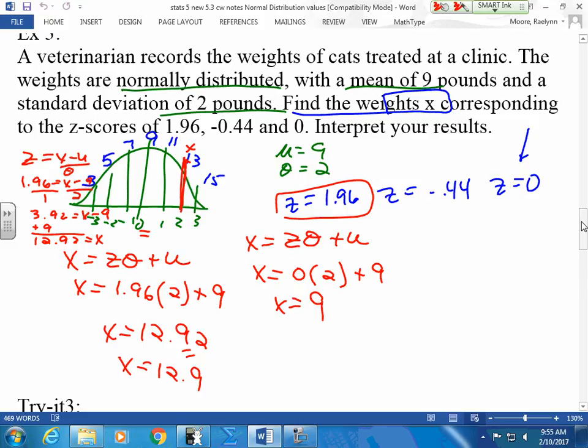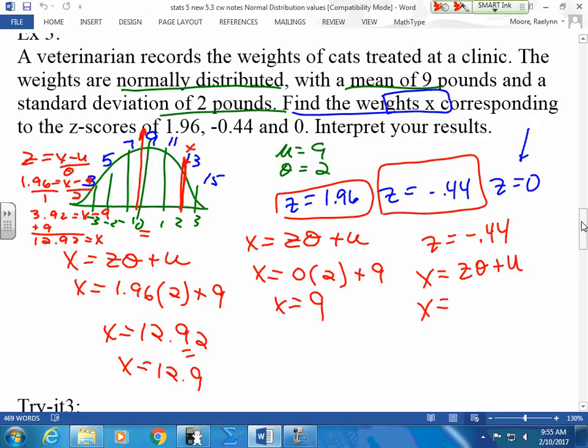So let's try this one. What happens when it's this? Negative 0.44 should come here somewhere. So my weight should be somewhere between 7 and 9. We just used to do it the opposite way. We gave you the weight, you found the z-score. This one's so much easier to use this formula. So now you don't have to worry about which way to subtract, you just plug it in.